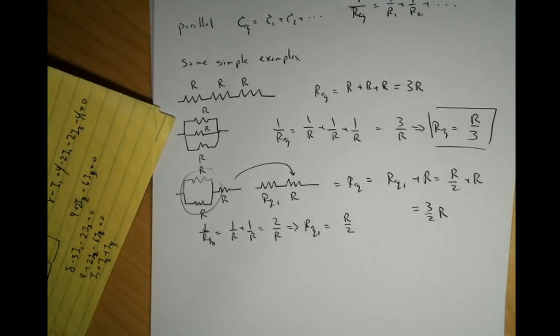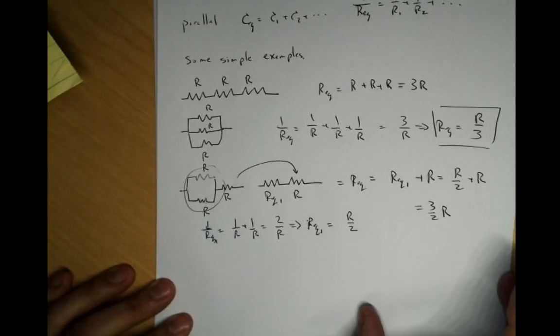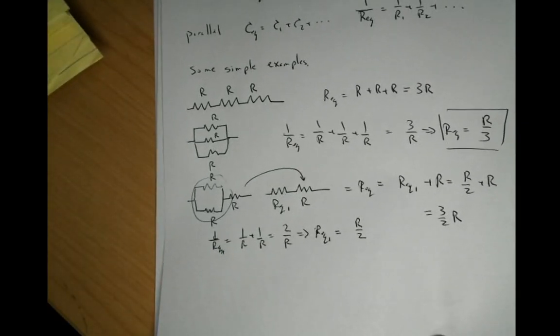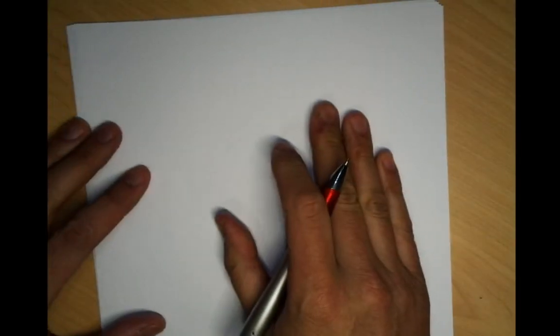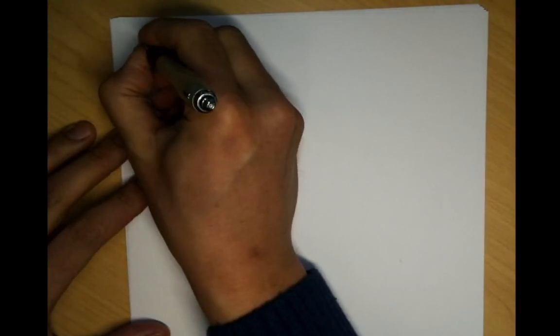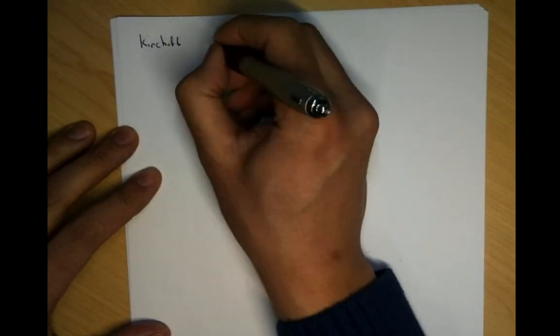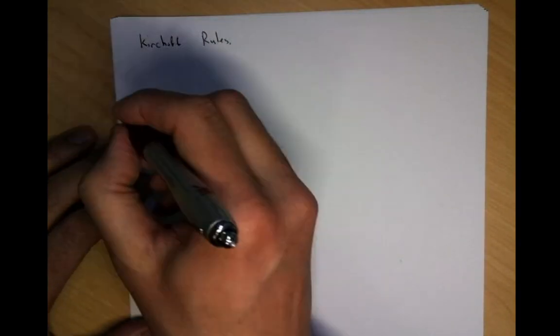Okay. So now, these are some of the tools that we need to build up circuits. And we introduce something called Kirchhoff's law, so we can do all kinds of complicated circuits. Or Kirchhoff's rules. All right, so suppose you have a complicated circuit.